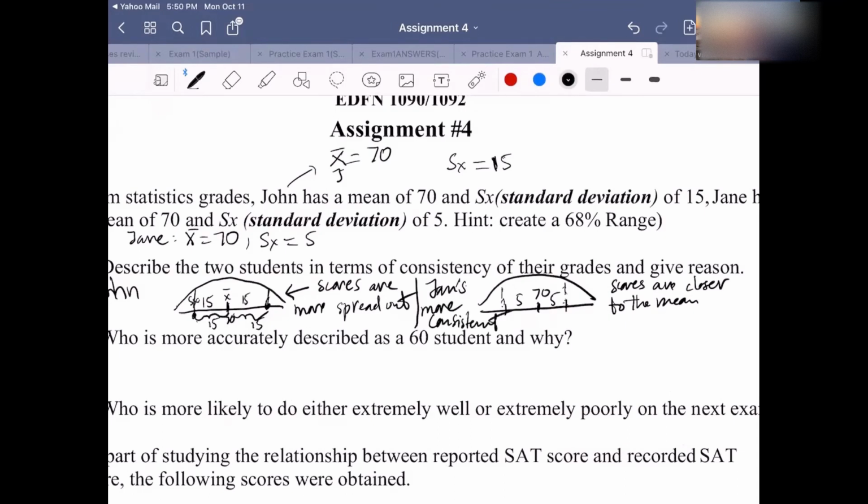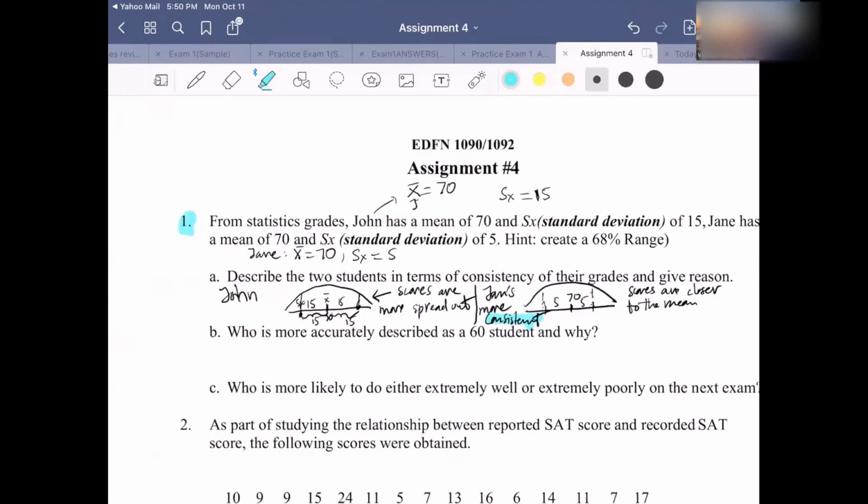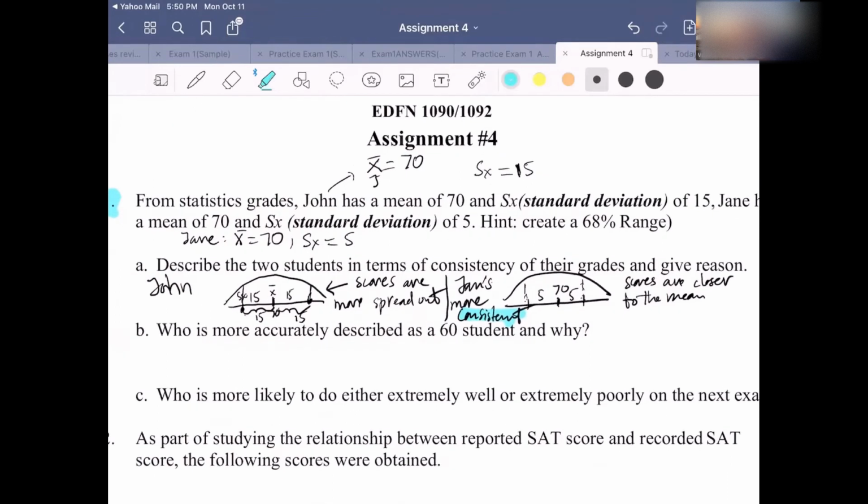All right, so that's the answer. More consistent means that the grades or the scores are closer to the mean, okay? But if they are big and further away from the mean, that means that they're not consistent, okay? So that's how you would explain it. You can say that Jen's scores are closer to the mean, so therefore they are more consistent, okay? Whereas John's scores are more spread out and they're further away from the mean, okay?